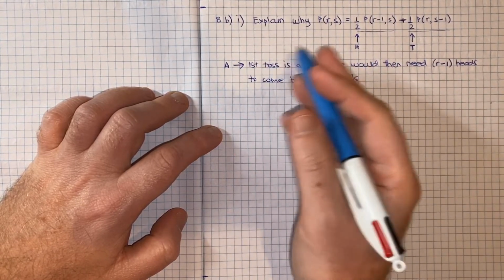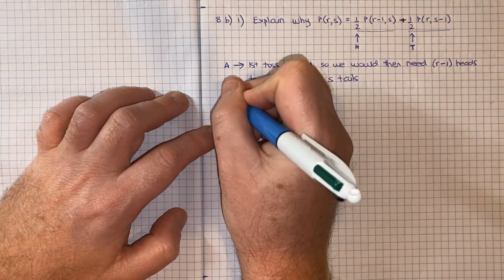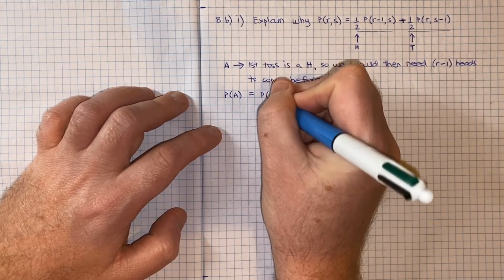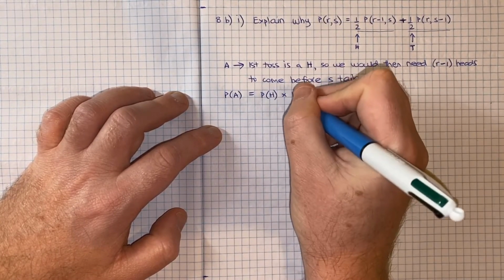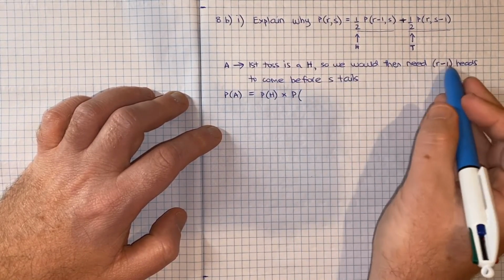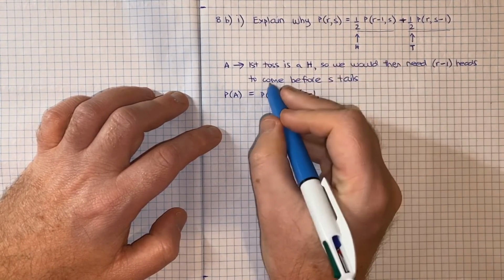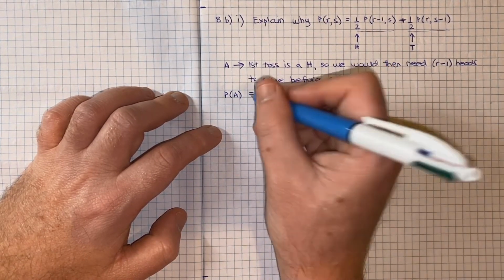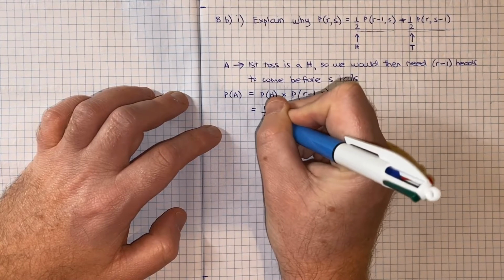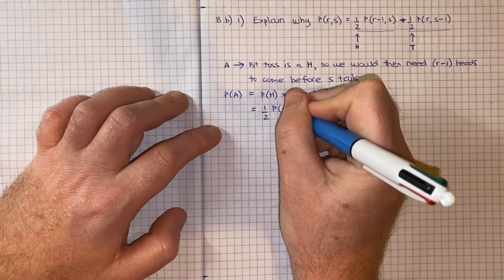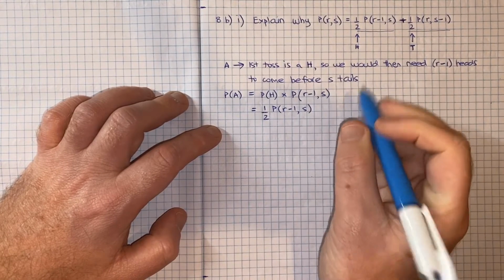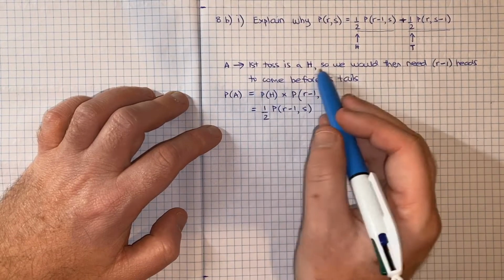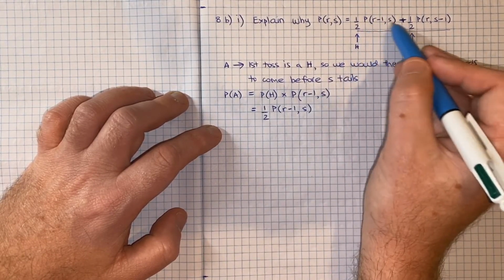So if that's the way it's going, then the probability of A would be equal to the probability that we get our head, times the probability that we then get R minus 1 heads before S tails. And given it's a fair coin, we know the probability of getting a head is a half. So we end up with just a half times the probability of R minus 1 comma S, which is this first bit here. So that's a way to think about it. We've had our first toss, it's a head, so what then must come after that?